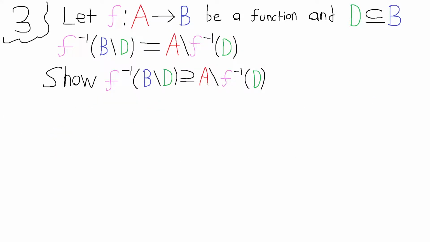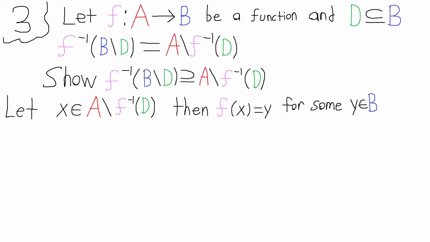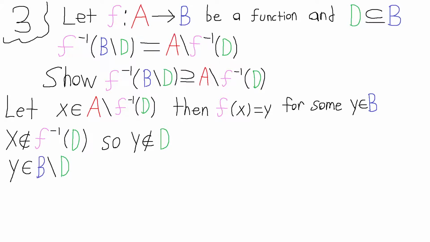Now we need to show that the right side is a subset of the left side. Let x be an element of the right side. Then by the existence property of functions, f of x equals y for some element y of the codomain B. And since x isn't an element of the preimage of D, this means that y can't be an element of D. Since y is an element of B and not an element of D, y is an element of the complement of D in B. So x is an element of the preimage of the complement of D in B. This shows that the right side is a subset of the left side, and combined with the previous result, we know that the two sides have to be equal.